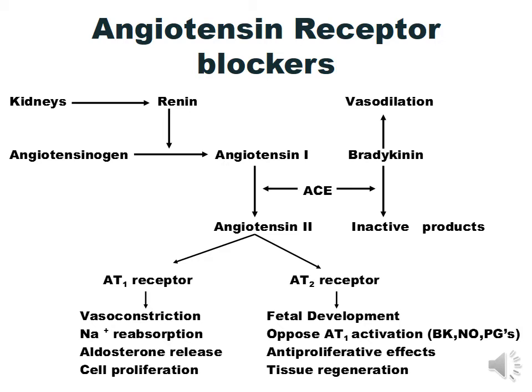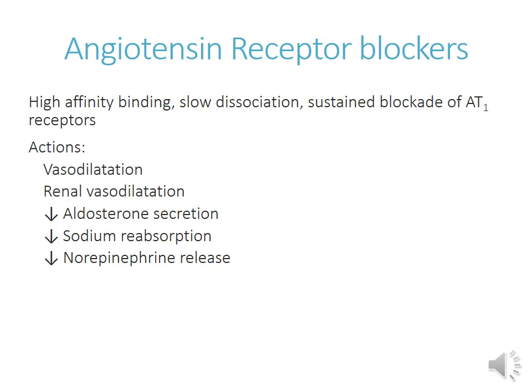You see here that when angiotensin II activates that AT1, you see vasoconstriction, the aldosterone, all those clinical effects we already talked about. It's mainly mediated by that AT1. So the angiotensin receptor blockers are going to be a high affinity binding, slow dissociation, sustained blockade of those AT1 receptors. So it's going to lead to all the same effects that we saw with our ACE inhibitors. It's just doing it at a different step in the process.